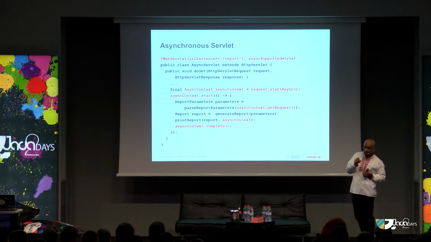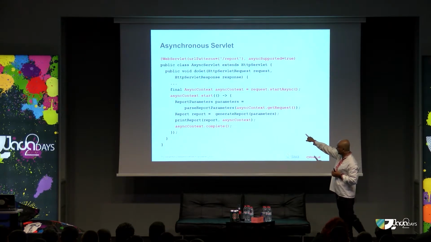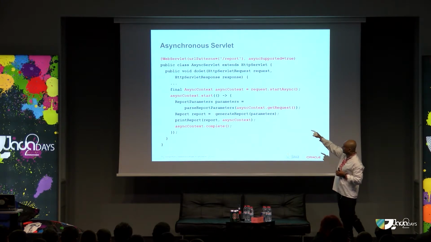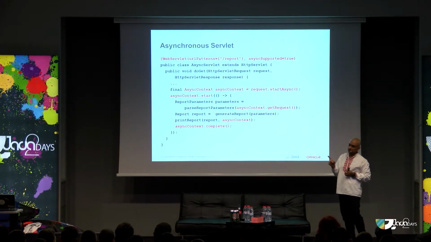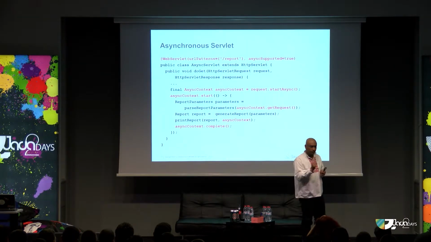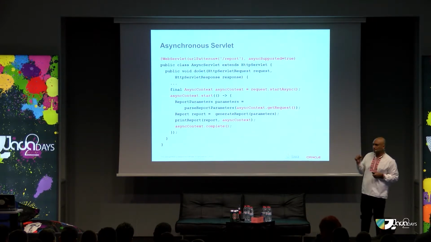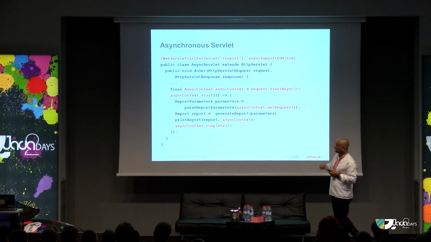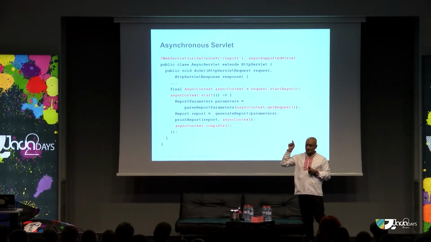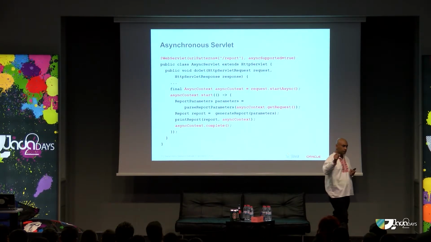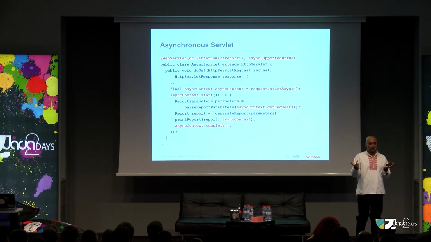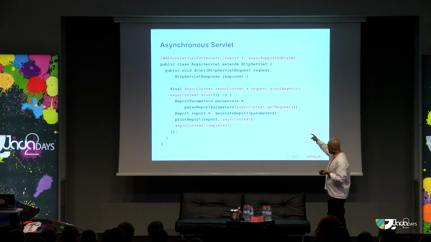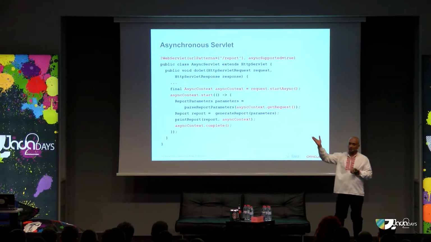So what this means now is that when you invoke async context.start, the doGet method will return immediately. Think about this for a second. In a normal servlet request, as soon as you return from the doGet method, the inbound connection for the request is actually closed immediately. If we did that, would we be able to do anything useful? No, because by the time we're ready to produce output, we would have already lost our connection.